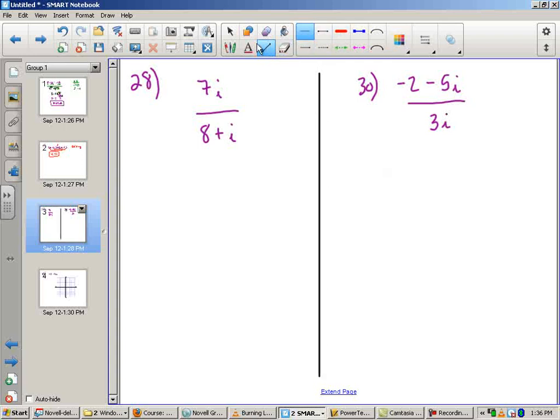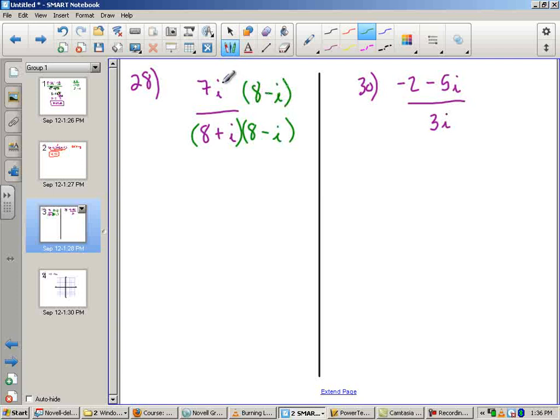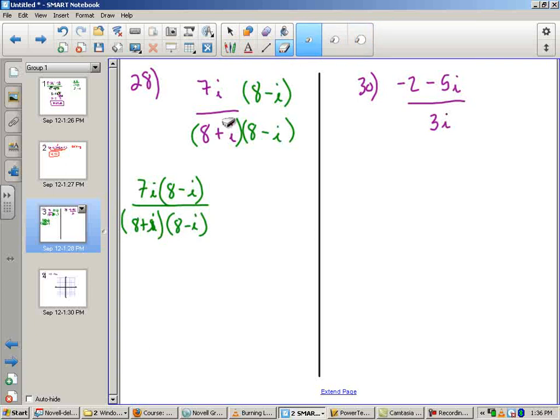All right, so over here first, let's look at our question. Just like we did the other day, when we have addition or subtraction in the denominator and we're trying to eliminate it, we need to use the conjugate. So 8 minus i on top and bottom. Okay. I'll know to distribute. So I'm actually going to write it down again. 7i times 8 minus i over 8 plus i, oops, 8 minus i. Let's clean that up real quick.